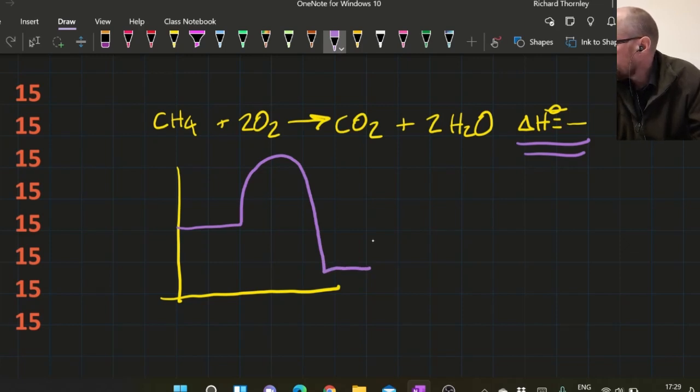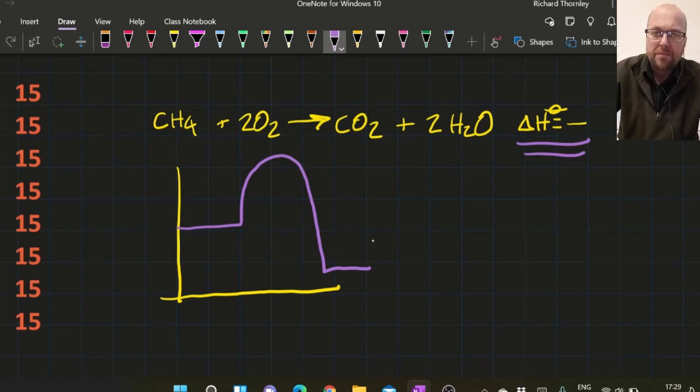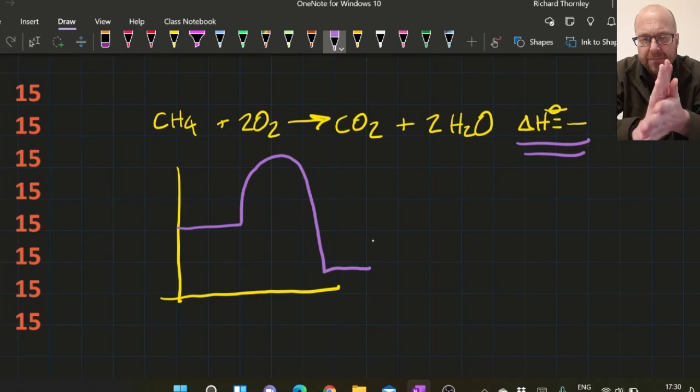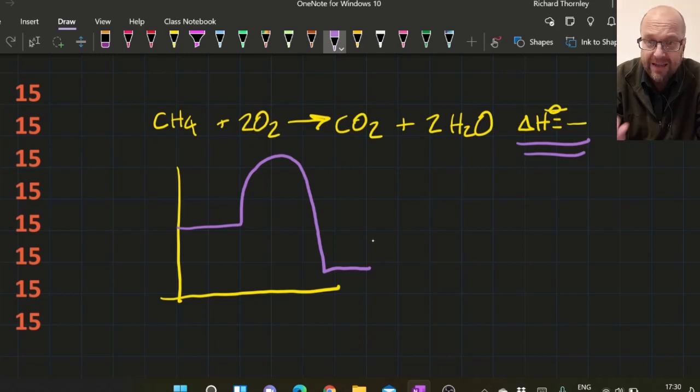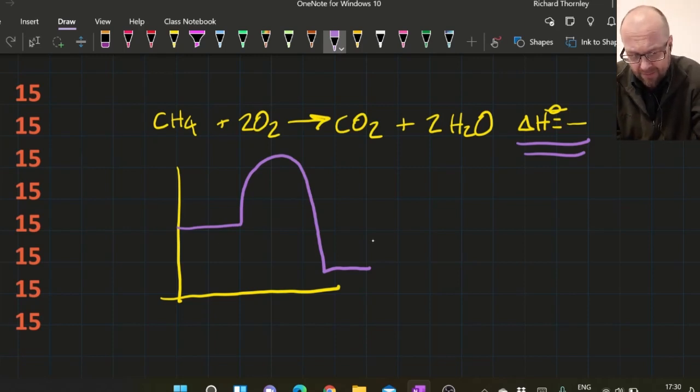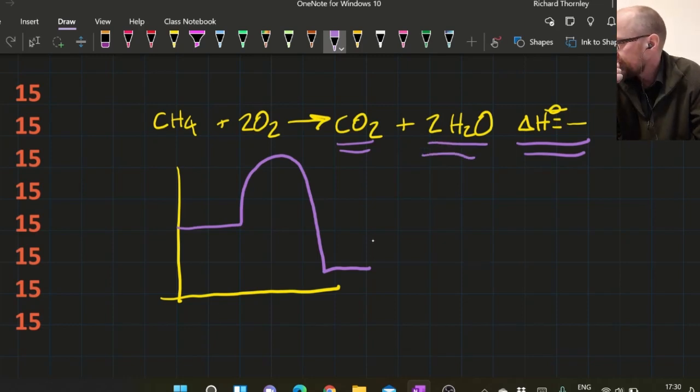So bond strengths. Now I remember that when you make bonds, it feels warm, gives off energy. I feel the heat. When you make bonds, it gives off energy. So there must be more energy involved in making bonds, heat, than breaking bonds, cold. So that must mean there's more energy released making the products. So the products have stronger bonds. So it's going to be A or B.